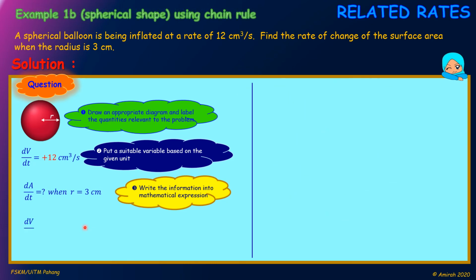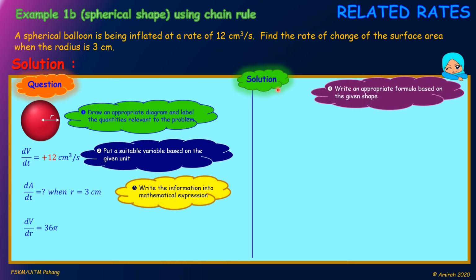Alright, from the previous slide, we stopped here: dV over dr equals 36 pi. And when we compare to the given question, we want to find dA over dt, not dV over dr. It means that we still have not completed our solution. So we continue with the steps under solution. We repeat the steps.